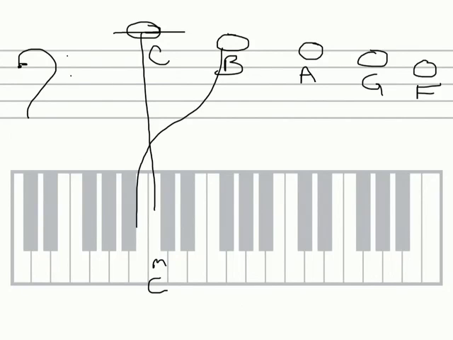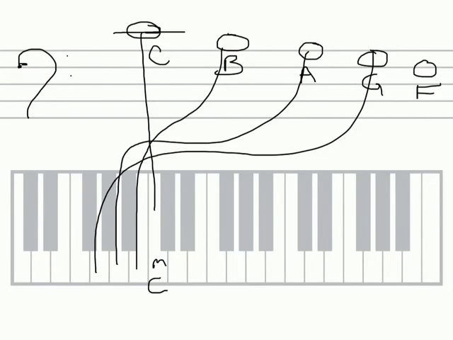Now let's match those up with our keyboard. B matches up with this white note. A matches up with this white note. G matches up with this white note. And F matches up with this one.